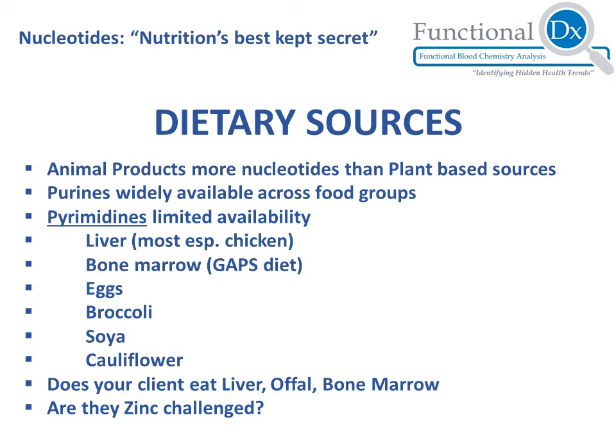Eggs. Broccoli's got quite a decent amount of pyrimidines, as soya has a bit, and cauliflower as well. But does your client eat liver, offal, bone marrow? And are they zinc challenged? If they are, then you need to consider looking at other factors.